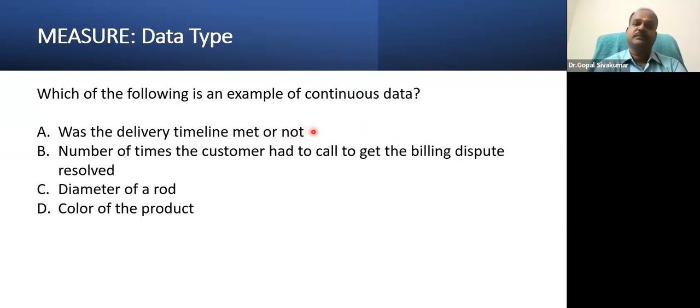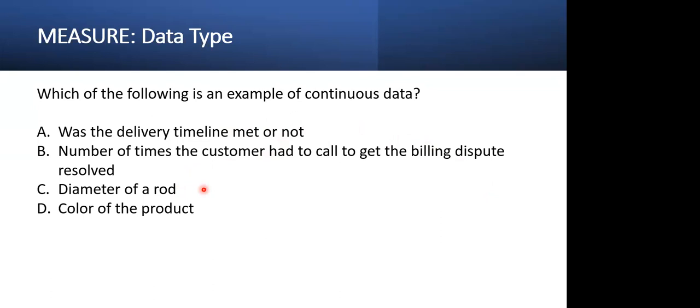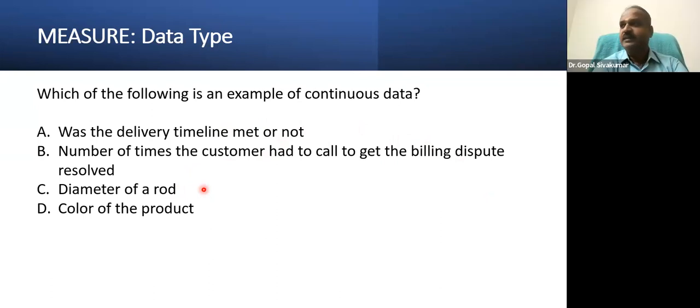So here the data itself is diameter. Hope all of you understand this question, right? Very simple question, but it was very easy to make a mistake also. Sir, if the diameter of the rod is not there, then the B answer would have come? No, then also not, sir.